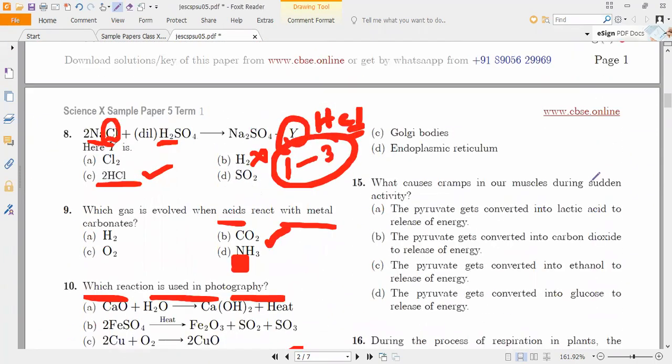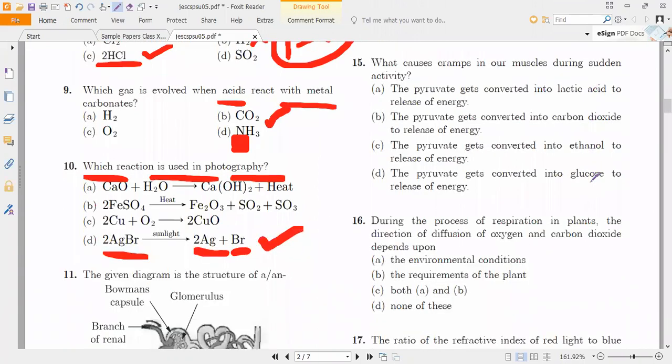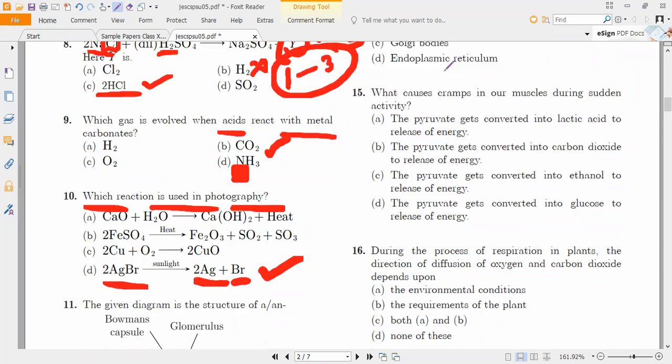Okay. So next question. What causes cramps in our muscles during sudden activity? See, the question has changed. Option A: the pyruvate gets converted into lactic acid to release energy. Very good. So this cramp takes place where there is lack of oxygen, in human muscles. Correct, guys? Yes, sir. Lack of oxygen.